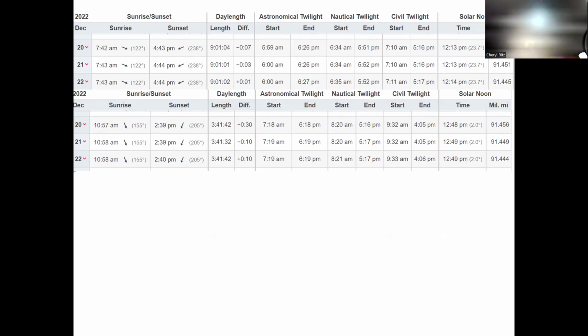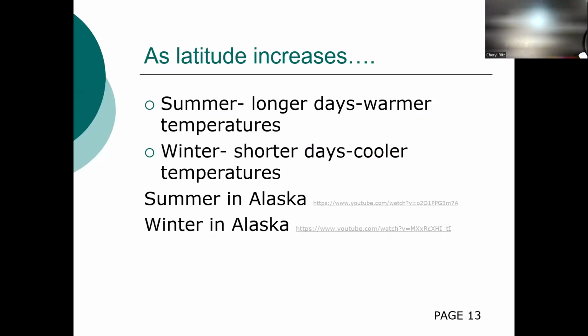You gotta get a lot done, or you just use lights. You have some sort of electricity or kerosene lamps, depending on how far out in the bush you are, if you're living off grid. Here's the last bit. It sums it up: as latitude increases, as you get closer to the North Pole, you'll get longer days in the summer, shorter days in the winter.